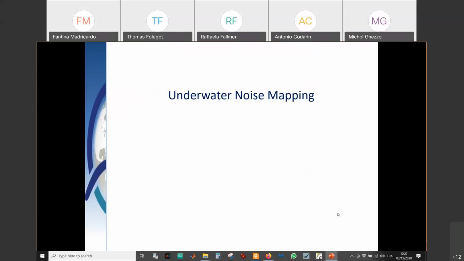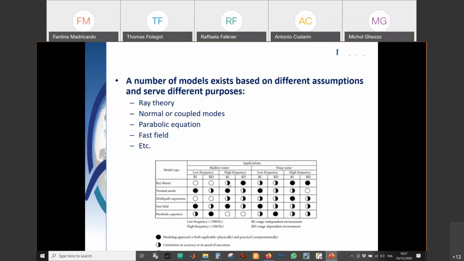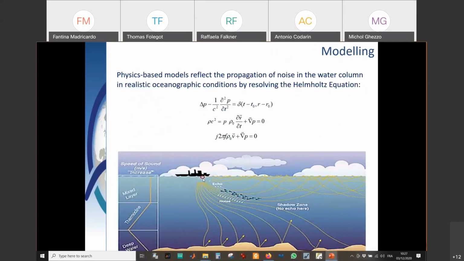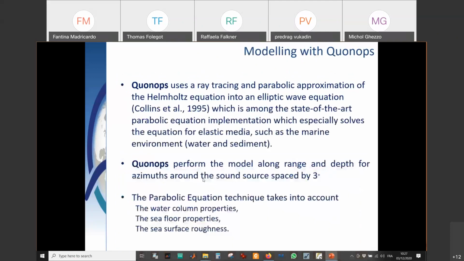Let's continue then. Underwater noise mapping. So now we know how to model the sound. Thomas, it's Predrag. Yes. Yeah, hello. Can I interrupt you?